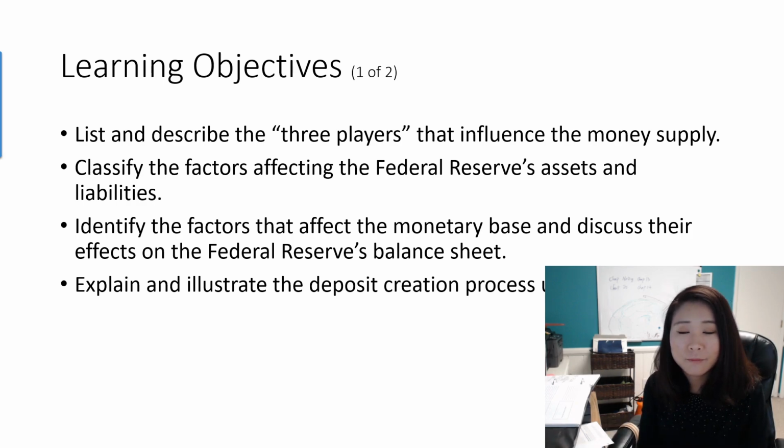The learning objectives for this chapter: you'll be able to list and describe the three players that influence the money supply. As I just described, we have the Fed and we have commercial banks. So what is the third player? We're going to explain the third player in this market that helps to supply the money.